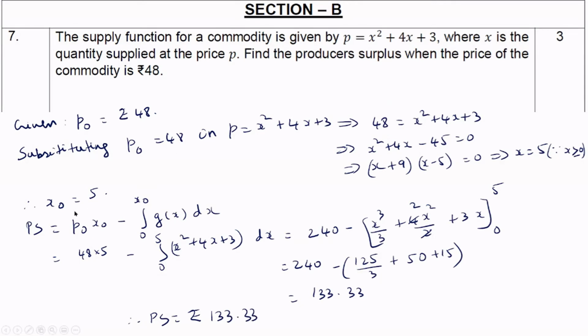So here finding x naught carries 1 mark, then writing the formula for producer surplus 1 mark and the final answer 1 mark.